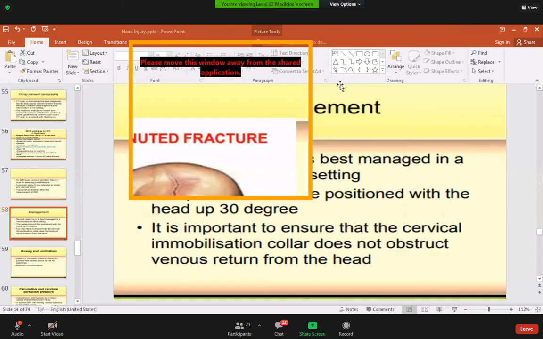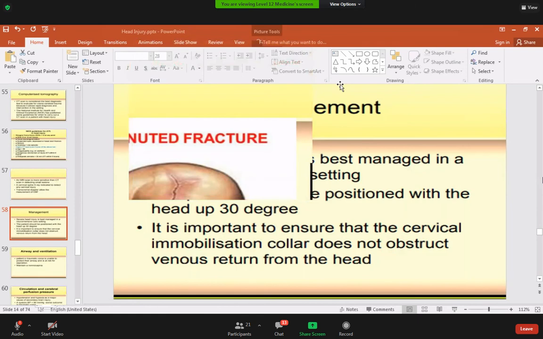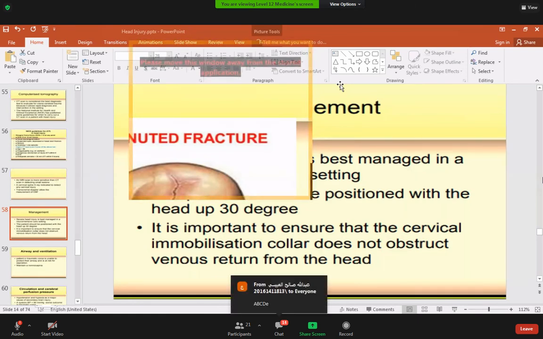The primary survey and resuscitation means you will do A, B, C, D, E for the patient. We will have a trauma lecture and we'll discuss it in detail tomorrow. What is A, B, C, D, E? Check for the airway, manage it. Airway, breathing, circulation, disability, and exposure.